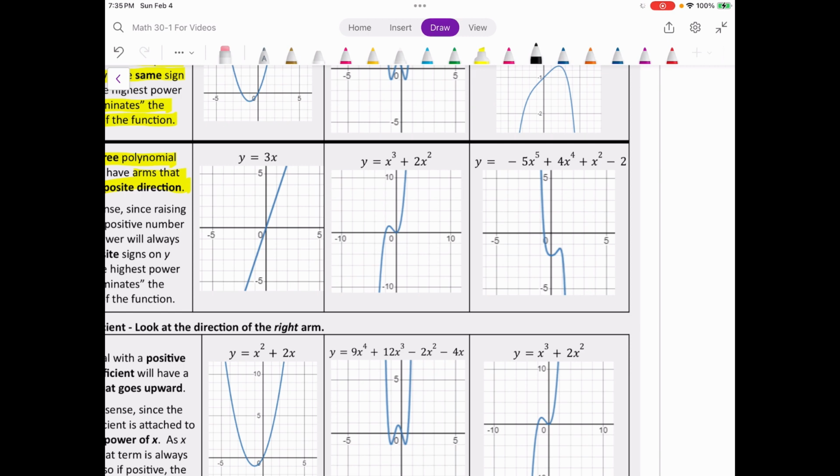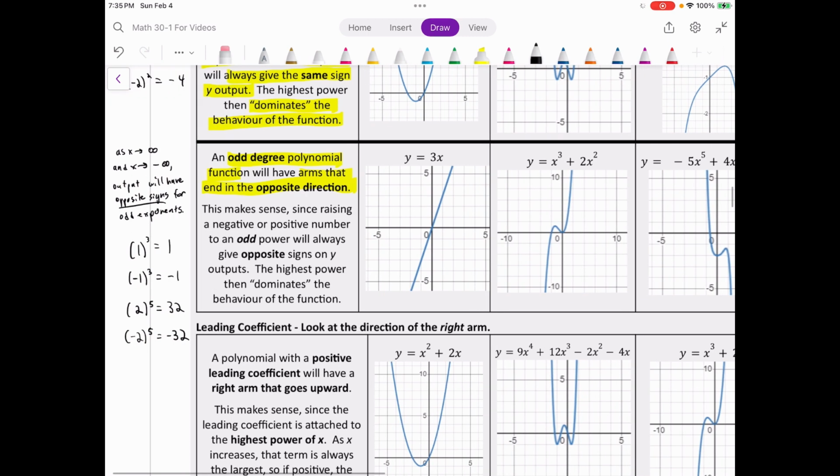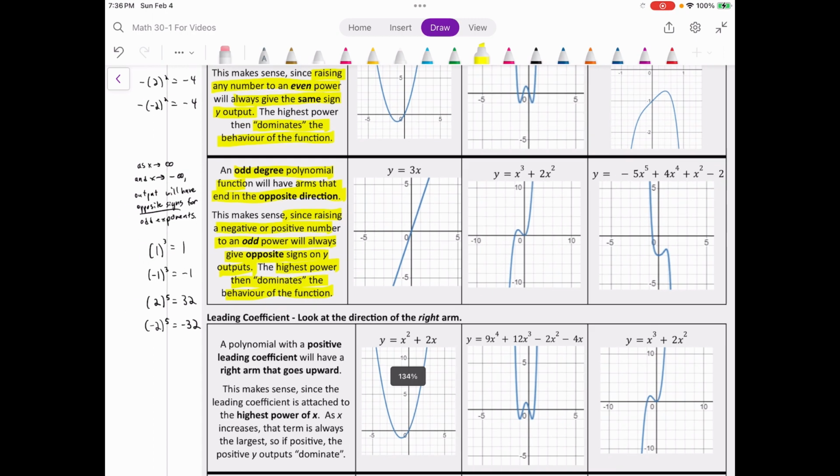And so that is why, for odd exponents, positive numbers that we input give us the opposite sign as negative numbers when we input them, right? So raising a negative or a positive number to an odd power will always give opposite signs on the y outputs. And so the highest power then dominates the behavior of the function.